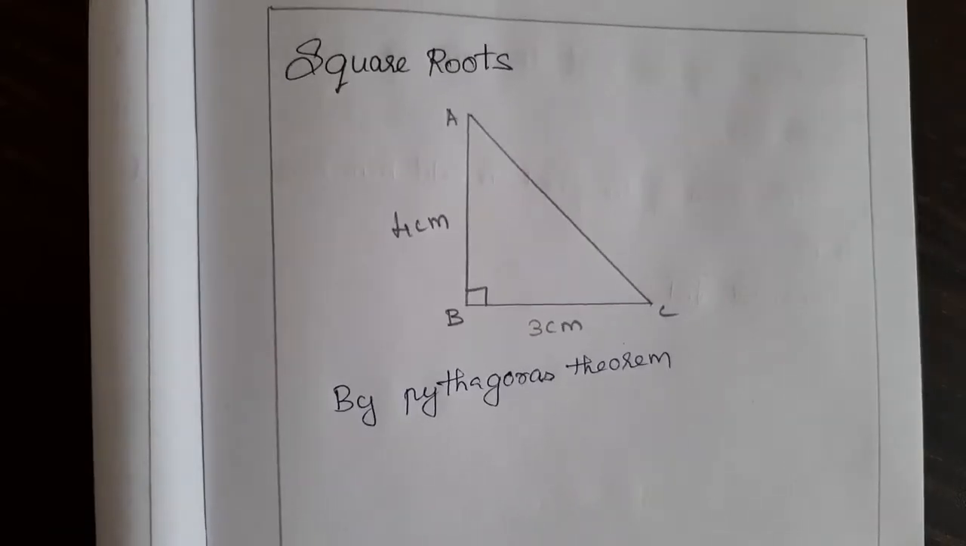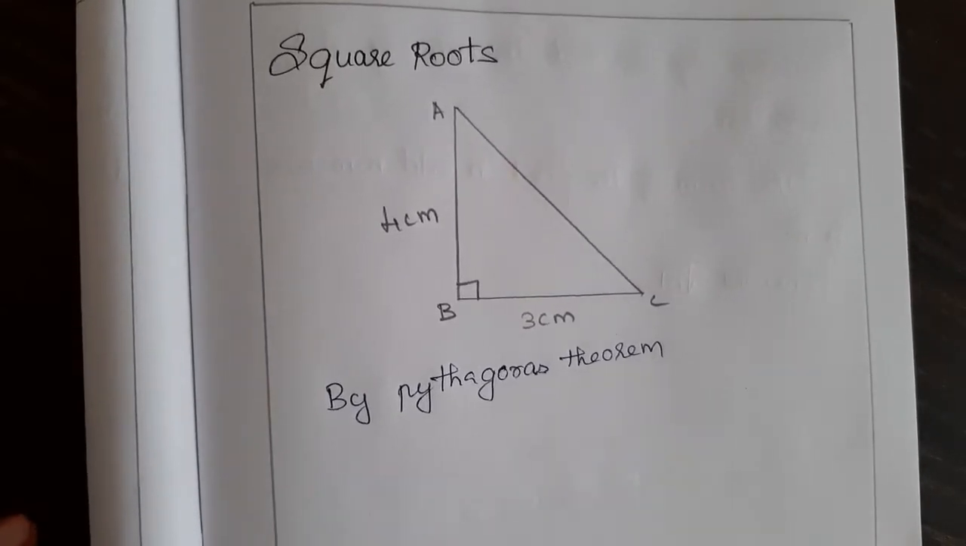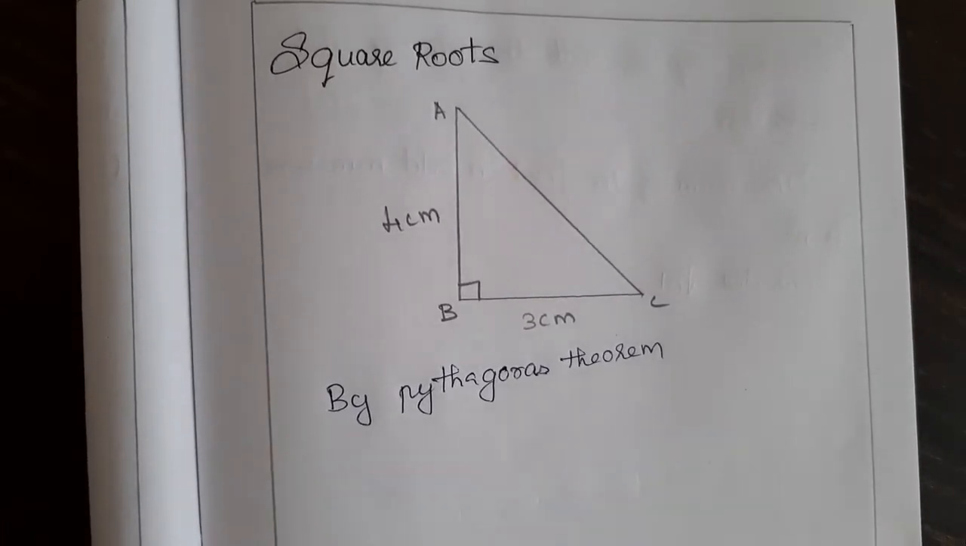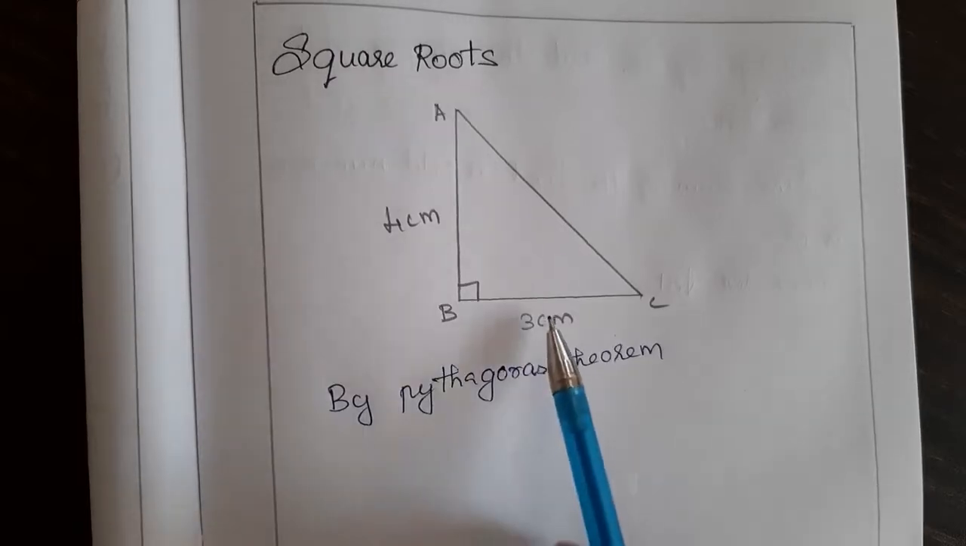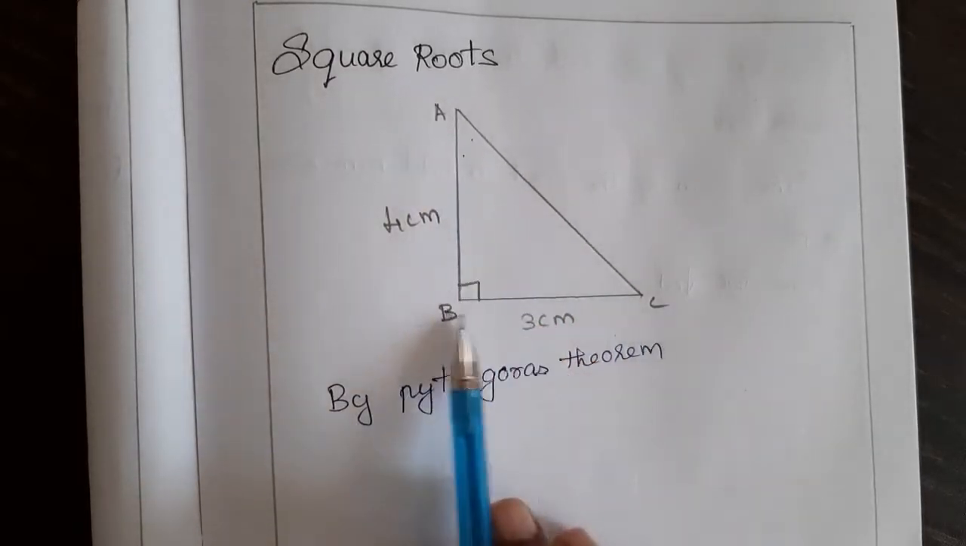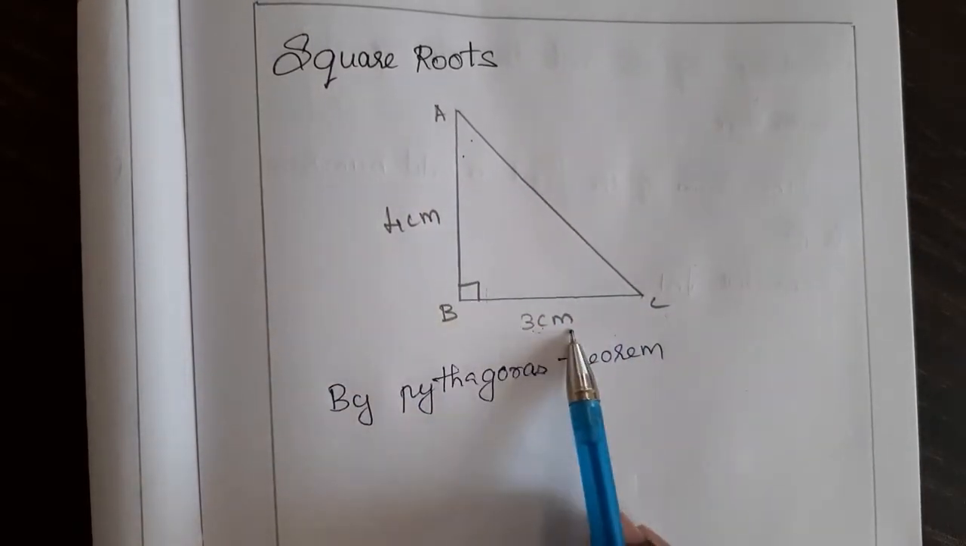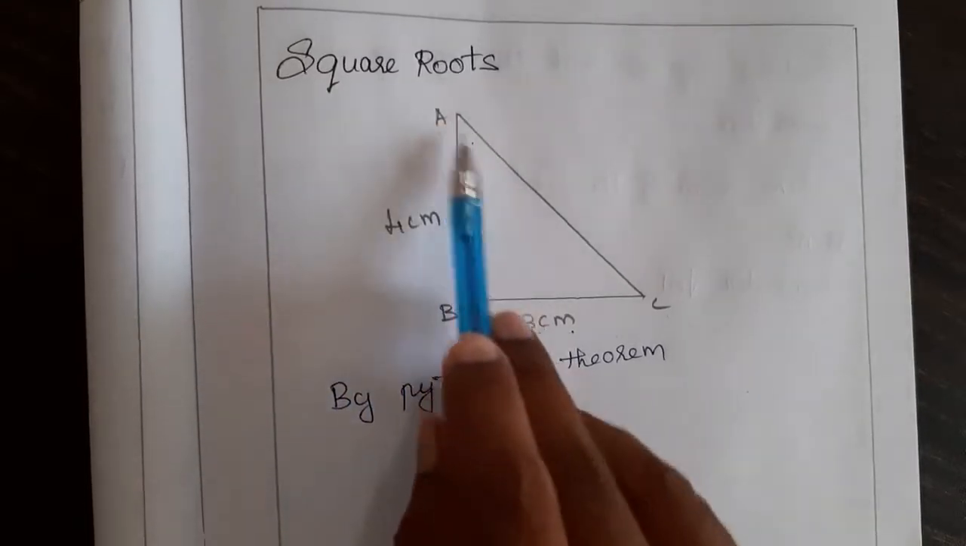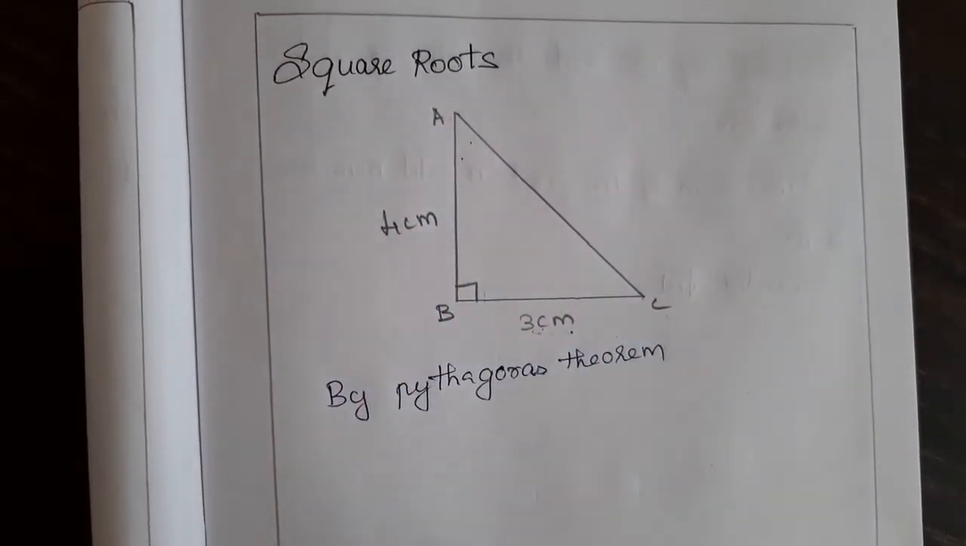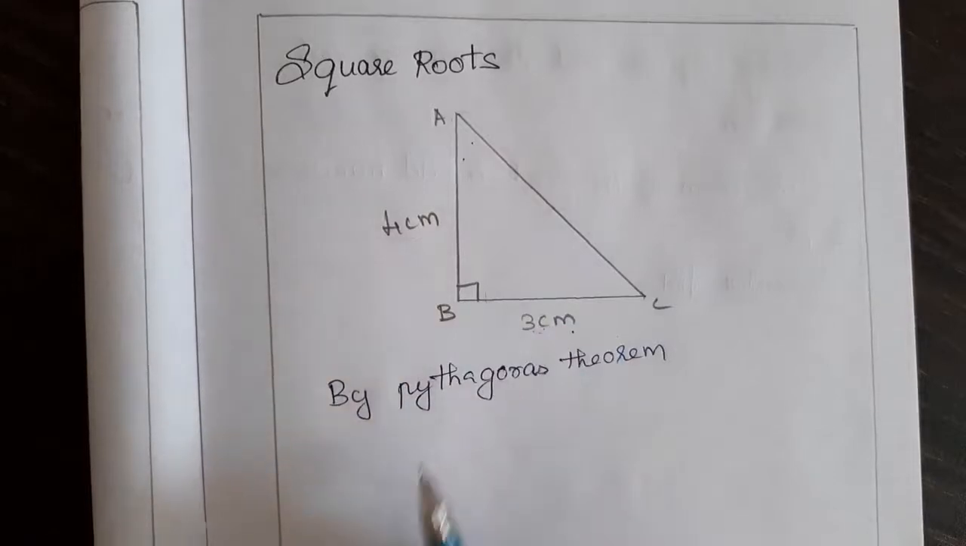So hi students, today we are going to learn about square roots. We already know that a right angle triangle satisfies the Pythagoras theorem, right? Let me consider right angle triangle ABC, right angle at B, with sides 3 centimeters and 4 centimeters. We have to find the hypotenuse side, that is opposite to 90 degrees.